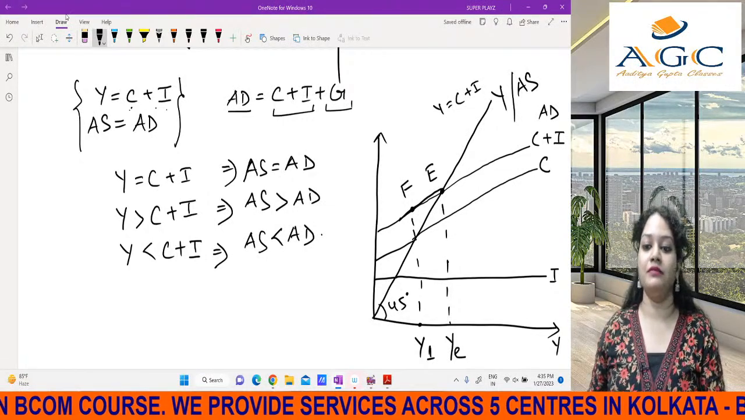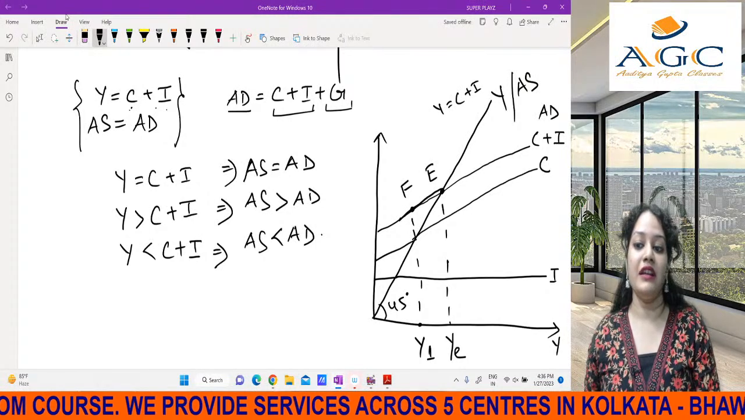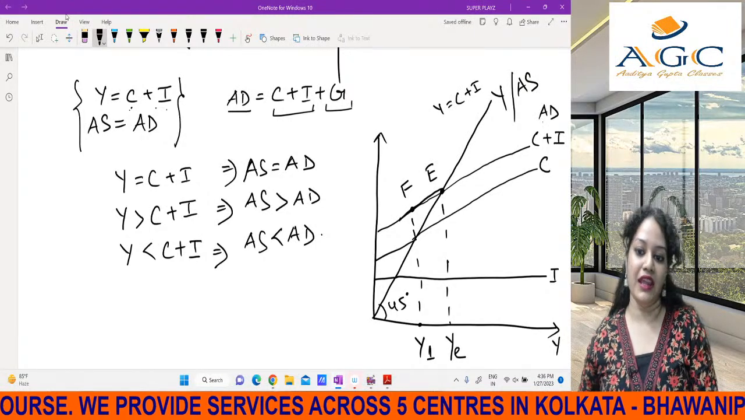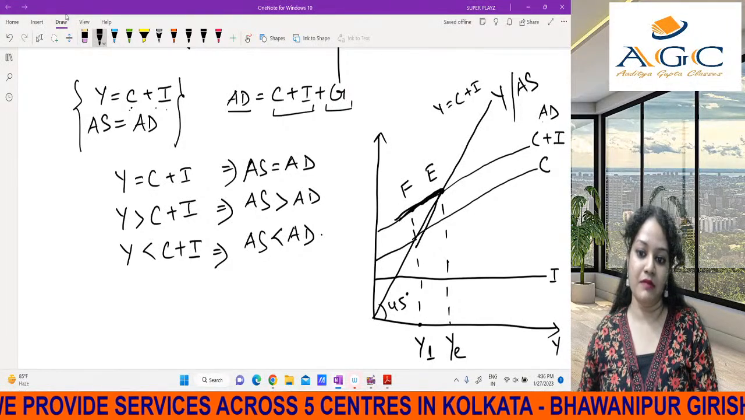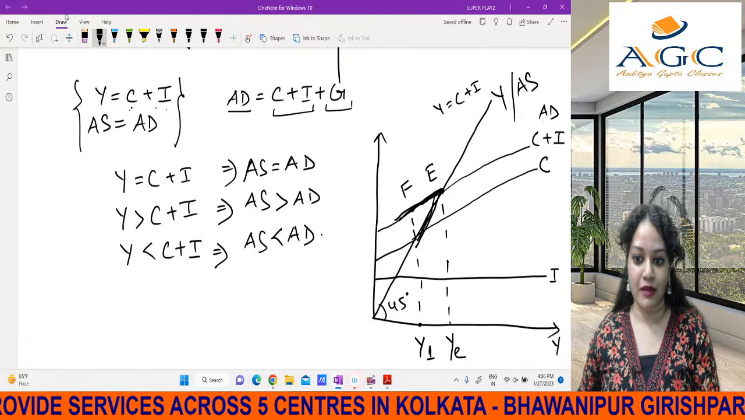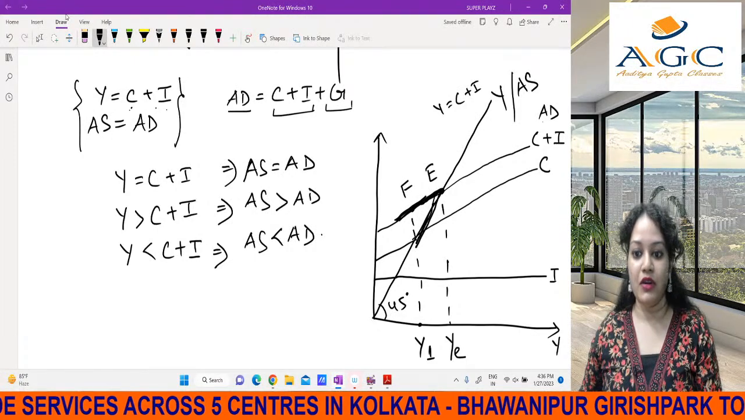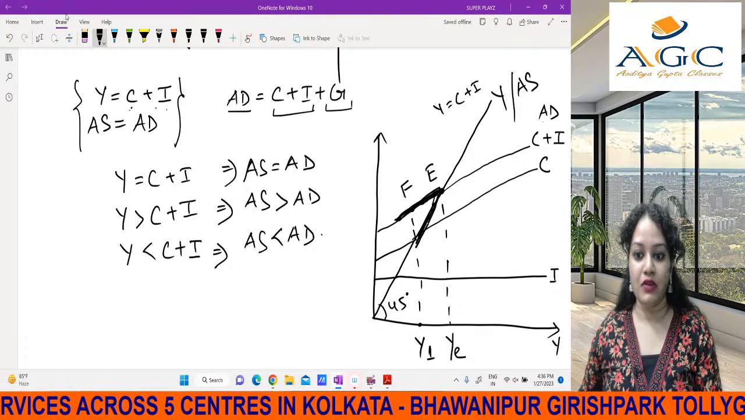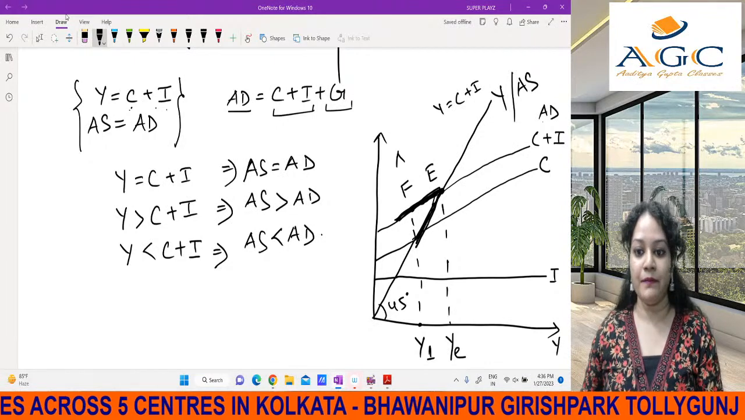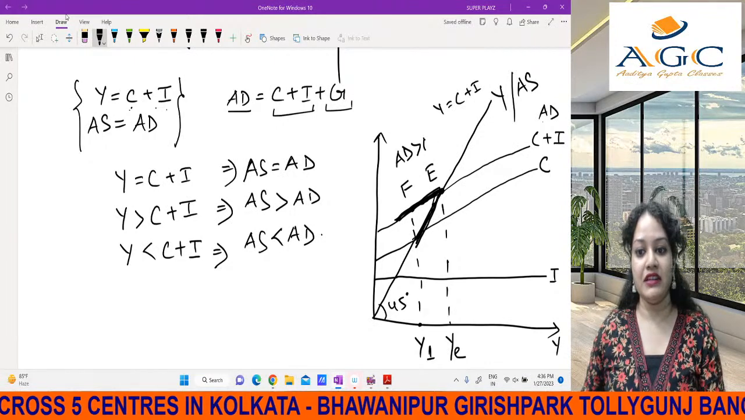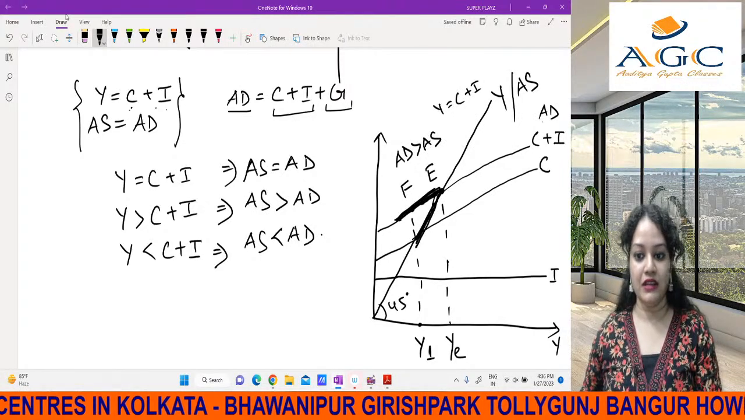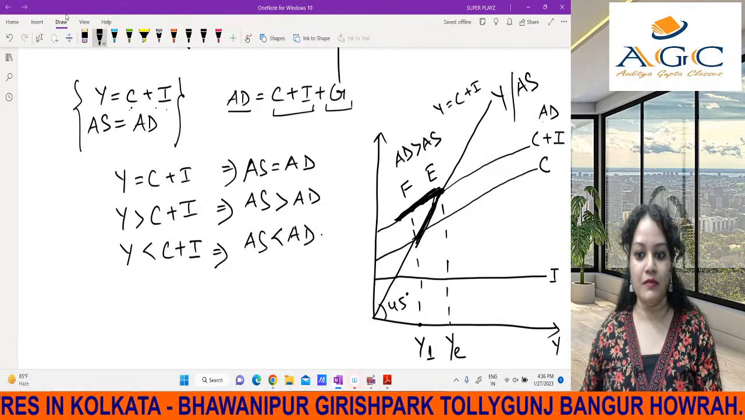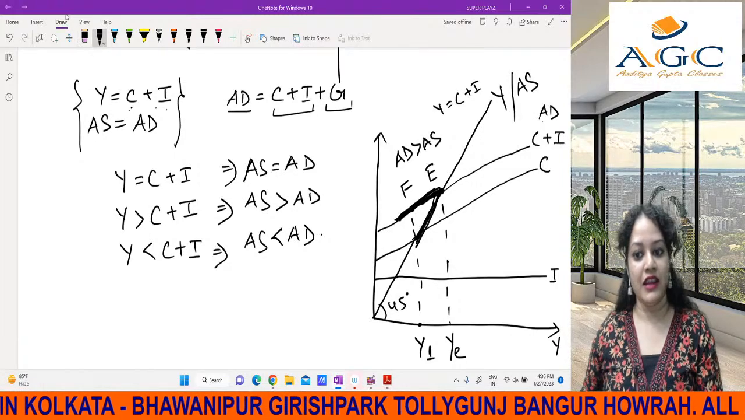Now what is happening? Here, if this is our AD and this line is going over the line of income, just look at the diagram properly. If our AD is above our AS line, what can we say? That our AD is greater than AS here, right? This is our AD line, this is our AS line or income line, and the C plus I line.